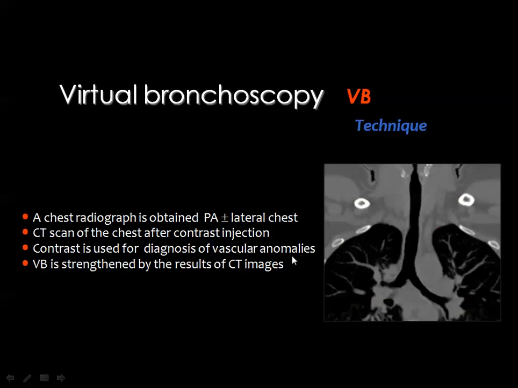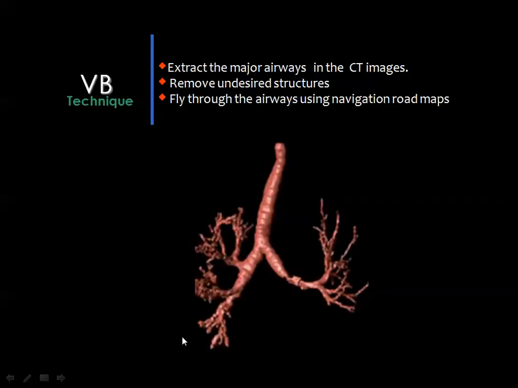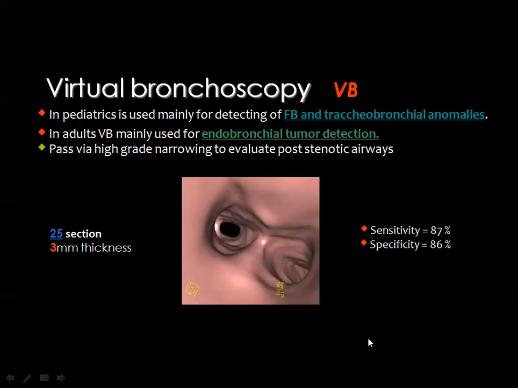Actually, the technique provides you some reconstructed images for the trachea and the main bronchi, and these images are valuable for evaluation of tracheal stenosis or strictures post-tracheostomy or any abnormalities in the caliber of the trachea. Also, the virtual endoscope is very good in evaluation of suspected foreign body inhalation in the pediatric age group, while in adults it is mainly directed for evaluation of bronchial invasion by the bronchogenic carcinoma.